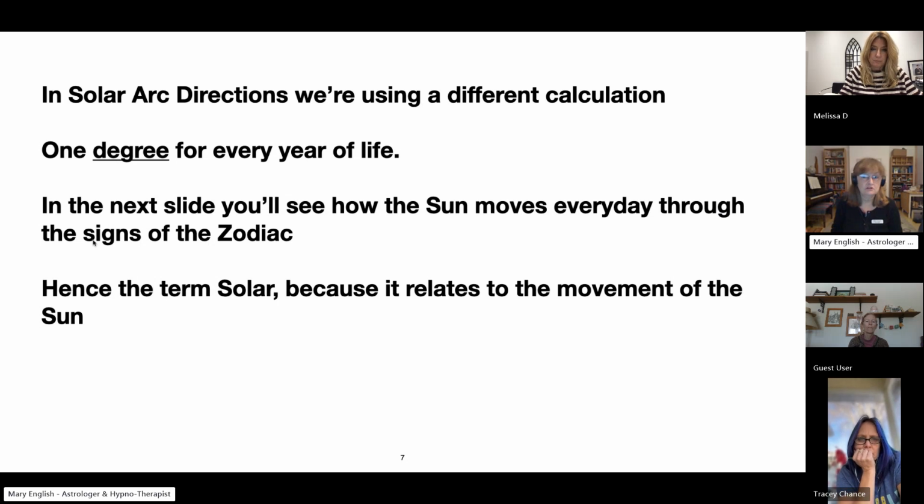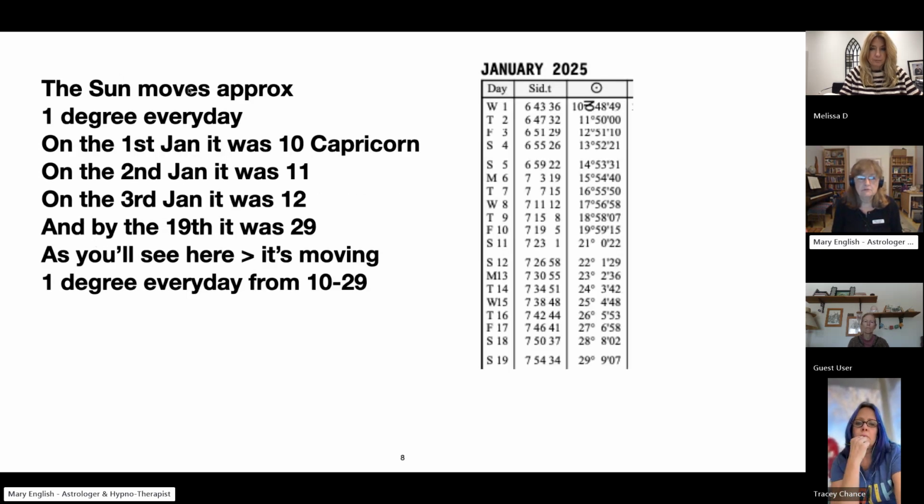In solar arc directions, we're using a different calculation. 1 degree for every year of life. In the next slide, you'll see how the sun moves every day through the signs of the zodiac, hence the term solar, because it relates to the movement of the sun. So the sun moves approximately 1 degree every day.